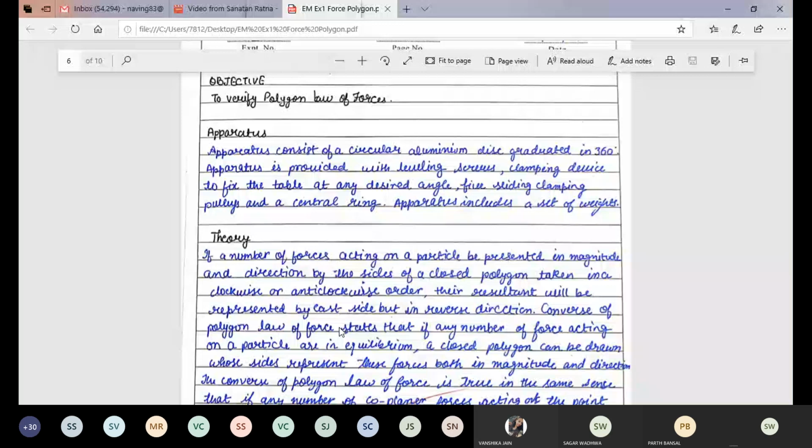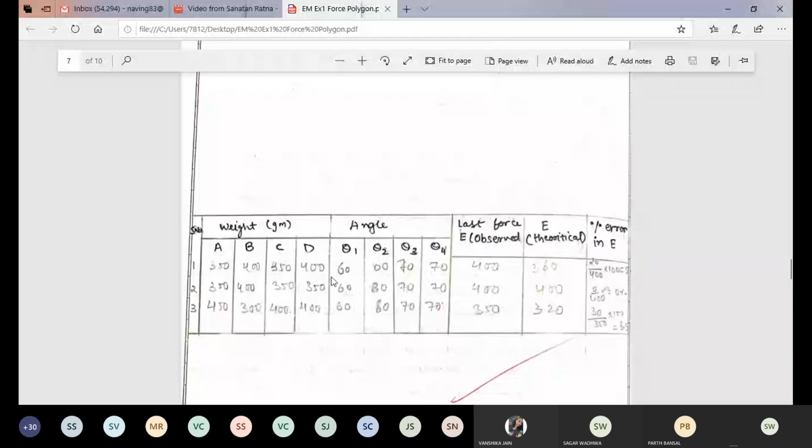After the theory is the table. Actually, you have to make the table like that. You can see the table here. I am explaining the table, and on this basis you have to make the polygon. See, for the weight A, 350 gram. This is the total of all the pieces of weights which are hanging there, 350.